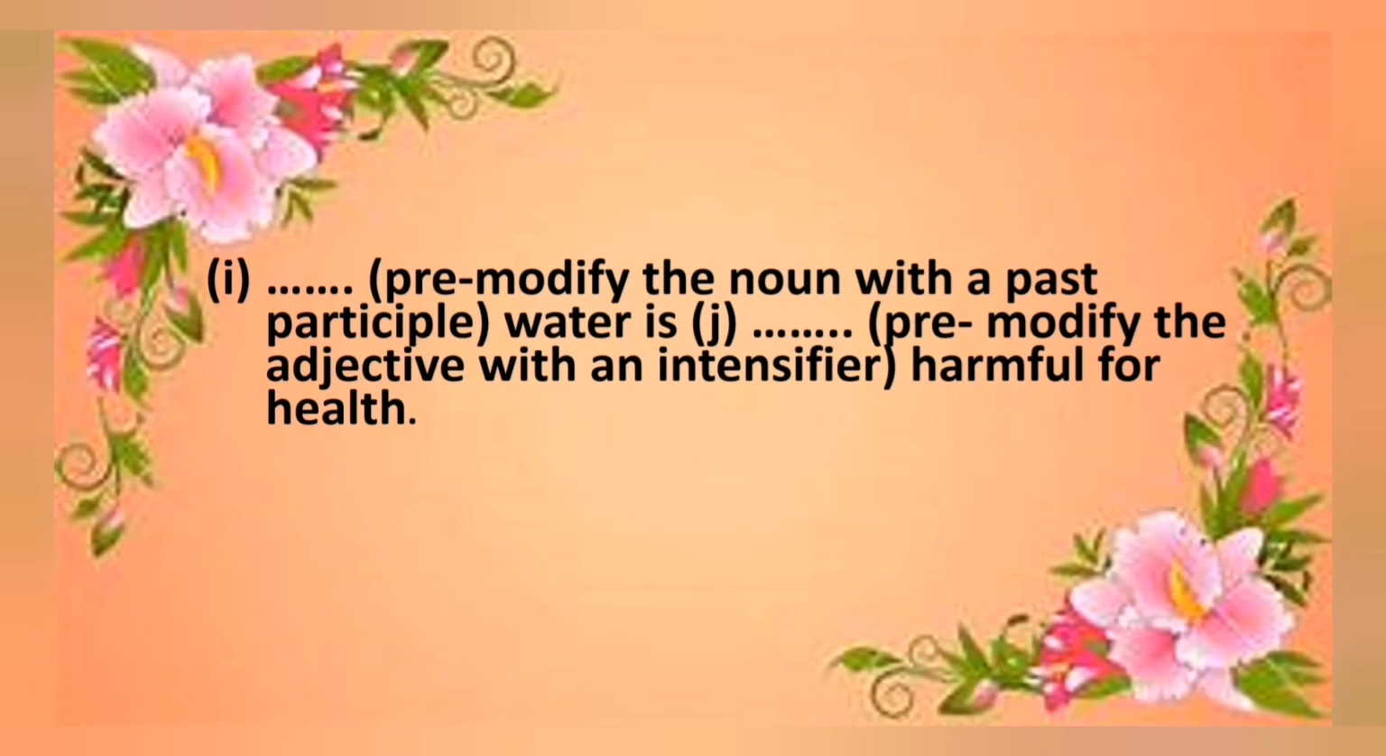This is the last sentence of the given passage, and in this sentence we have to use two modifiers. Dash water is harmful for health. For I number, we have to use a past participle to pre-modify the noun, and for J number, we have to use an intensifier to pre-modify the adjective. So for I number, we can write "polluted." This is the past participle modifier.